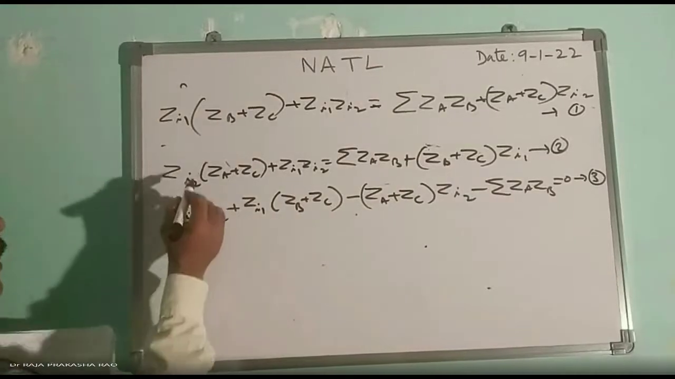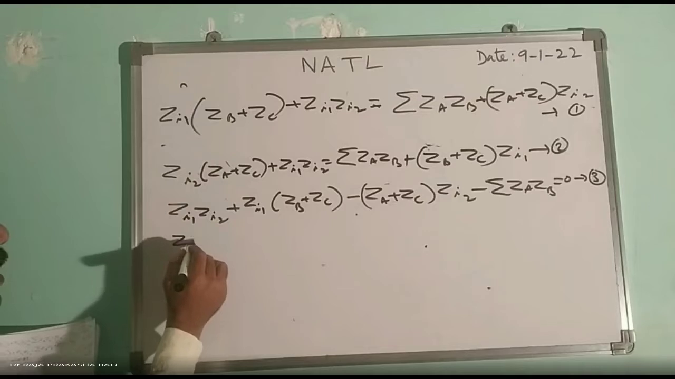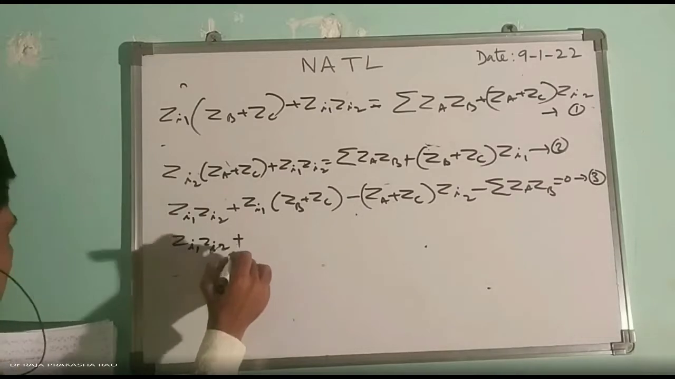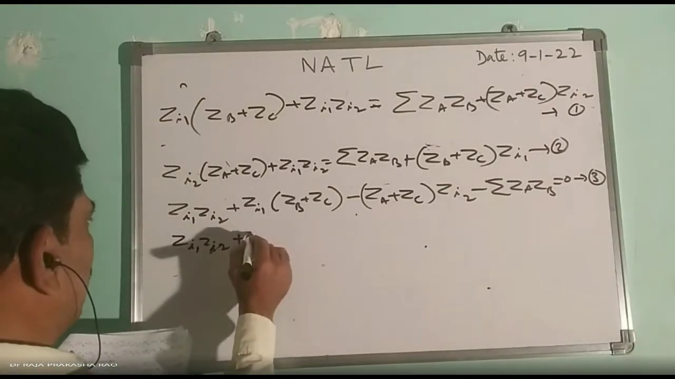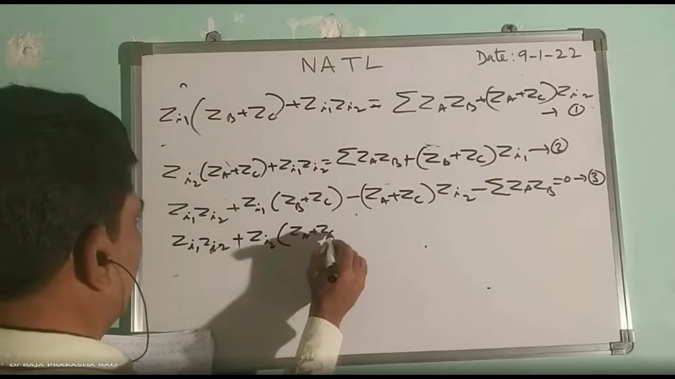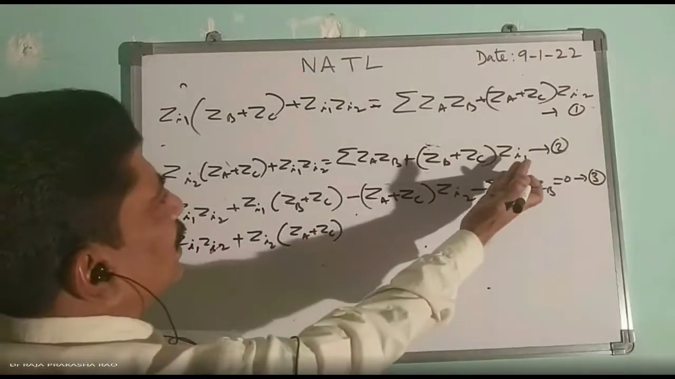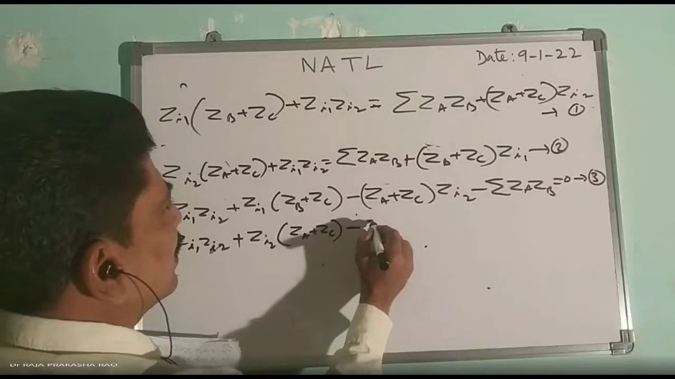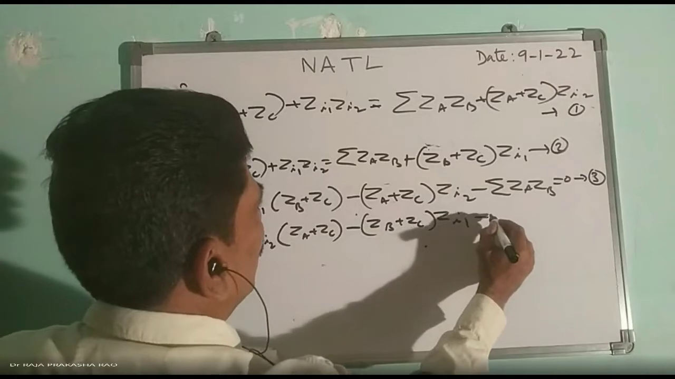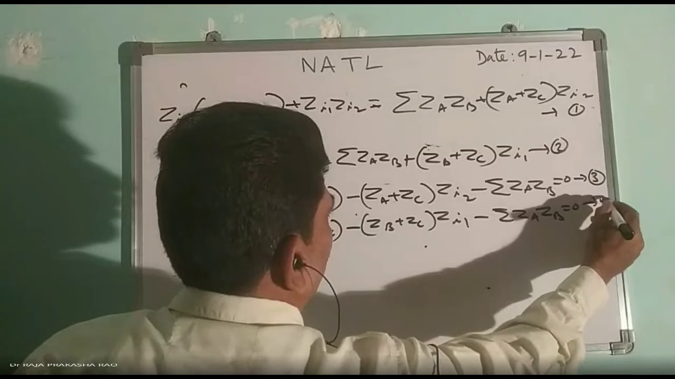And similarly, the second equation can be written as ZI1 ZI2 plus ZI2 into ZA plus ZC, bringing to left side this one, so minus ZB plus ZC into ZI1 minus sigma ZA ZB equal to 0, fourth equation.